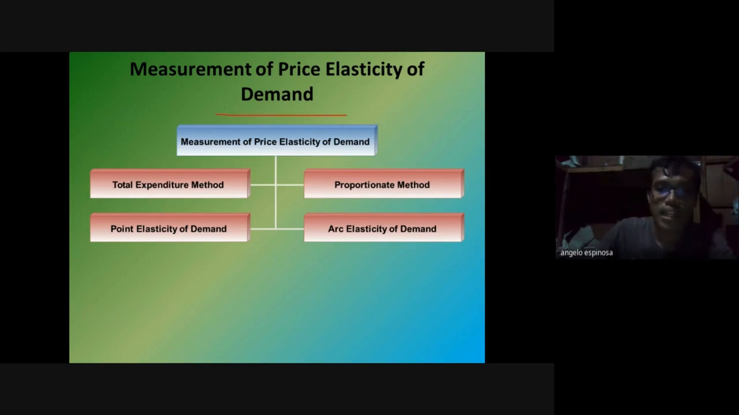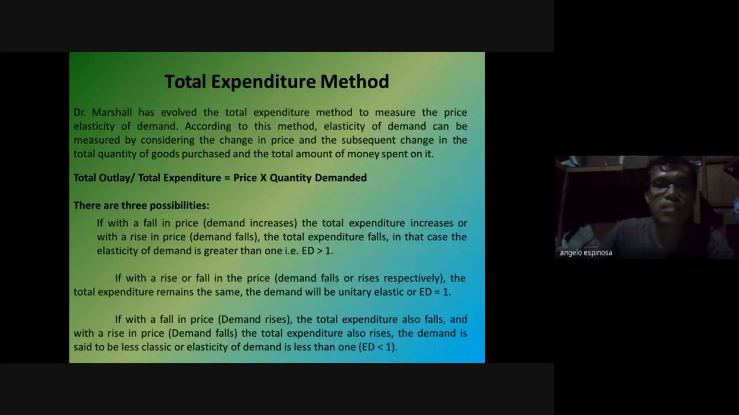So, we have the total expenditures method, proportionate method, point elasticity, single point. Okay? Parang ako single. Ganon. So you have arc elasticity, which is 2 points. Pag sinabi nyo namang total expenditure, yung total utility or utils. We have proportionate method, yung ratio, 1:2, ganon. Okay, so let's go into the total expenditure method.